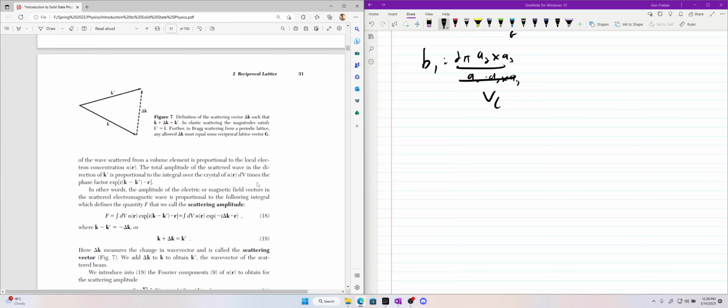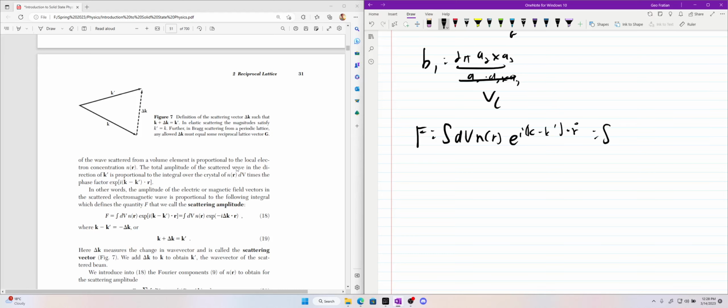So we can say that the scattering amplitude F is the integral dV of n of r e to the i times the phase factor (k minus k prime) dot r, which is just the integral dV n of r e to the negative i delta k dot r. Delta k, as seen in figure 7, is just the difference between the two. So k plus delta k gives me k prime. That's one way to define it.